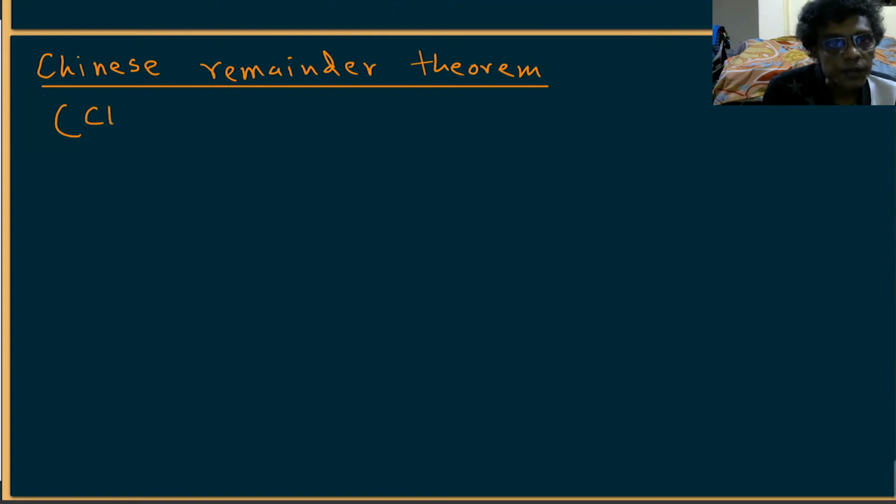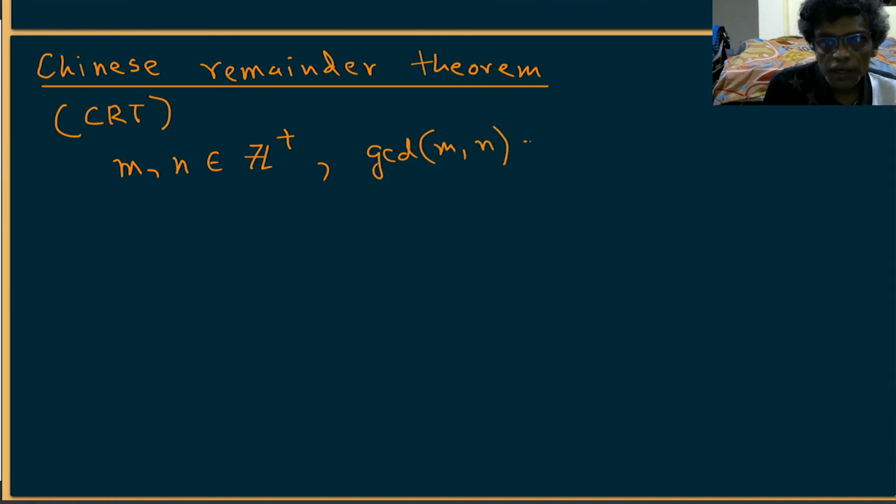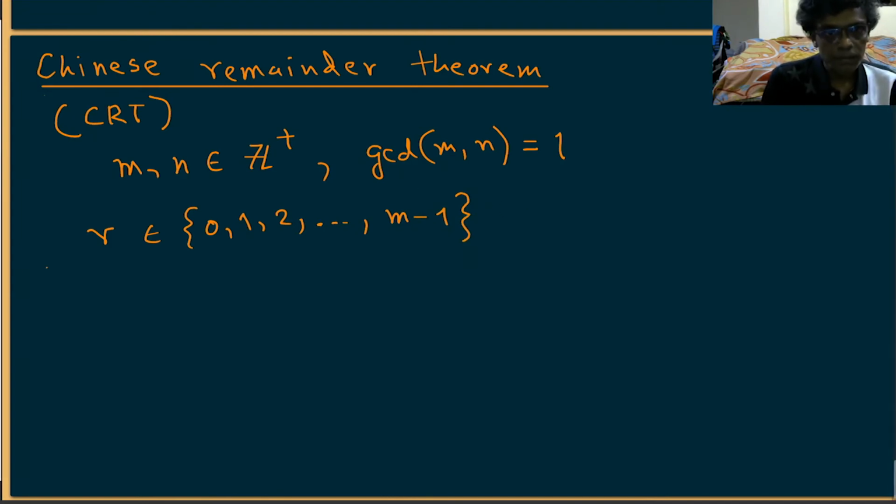There are several variants of this theorem. I will prove a very simple one. Suppose that you are given two positive numbers m and n, and this is an important condition, they must be co-prime or relatively prime, so that their gcd is 1. So I take a remainder r modulo m, that means r in the range 0, 1, 2 up to m minus 1, which we have defined as Zm in the earlier class.